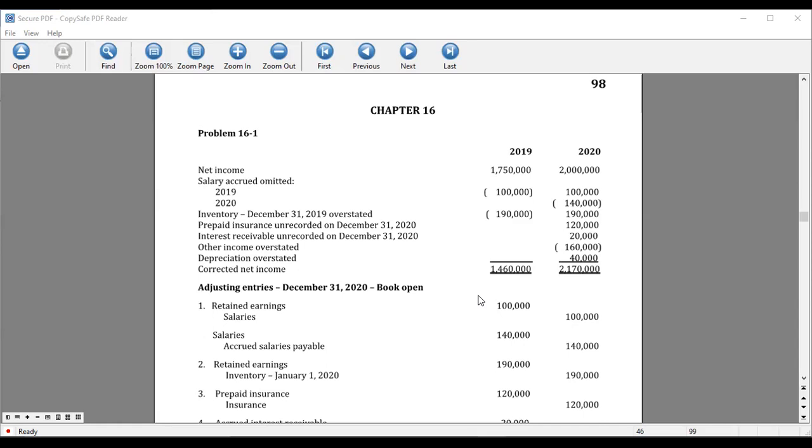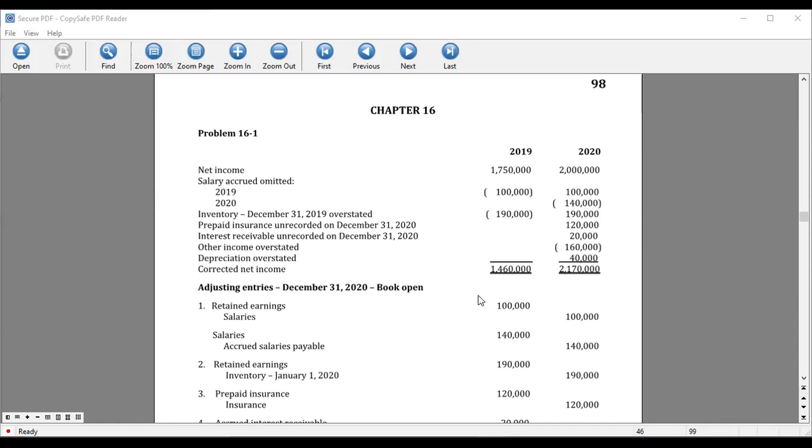Other income was overstated for 2020, so overstated. That's why we have to deduct back 160,000. And depreciation was overstated in 2020. Okay. Now, overstated meaning total expenses was overstated due to the overstatement of depreciation. And so in 2020, net income was understated. So we have to add back.